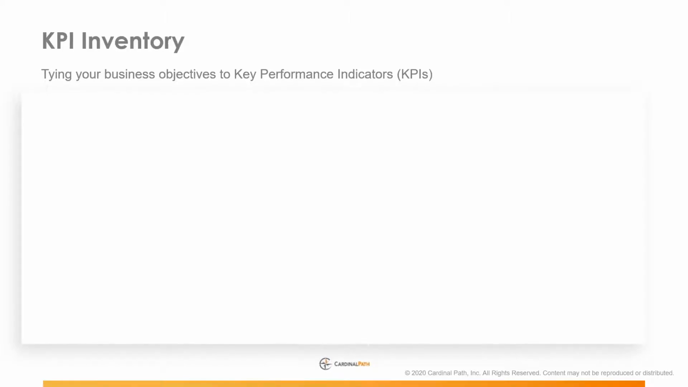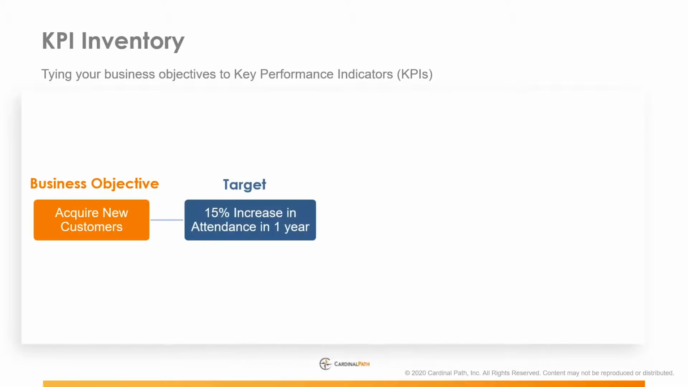This is a tactical approach to laying out key performance indicators. First off, we'd start with our business objective, whatever it is. In this example, we'll say it's to acquire new customers, very common. Next is to set a target next to that. Let's say we're targeting a 15% increase in attendance or new customers in a 1-year period, okay? For each one of these targets, we might have certain initiatives we undertake to achieve that target that rolls up to that business objective.